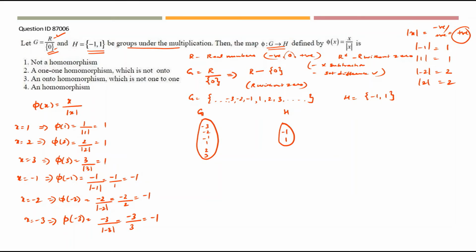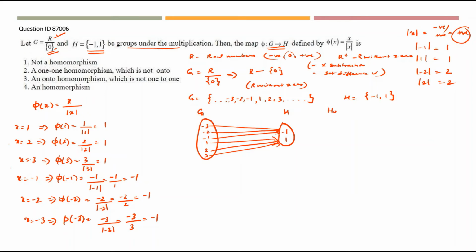Can you find the solution here? Whatever number you have, it ends up with either 1 or minus 1. Now we will just do a mapping here. All the negative numbers are mapping to minus 1. All the positive numbers are mapping to plus 1. Now we have to find what kind of group it is, whether it is a homomorphism, or whether it is one-to-one or onto, we have to find it.